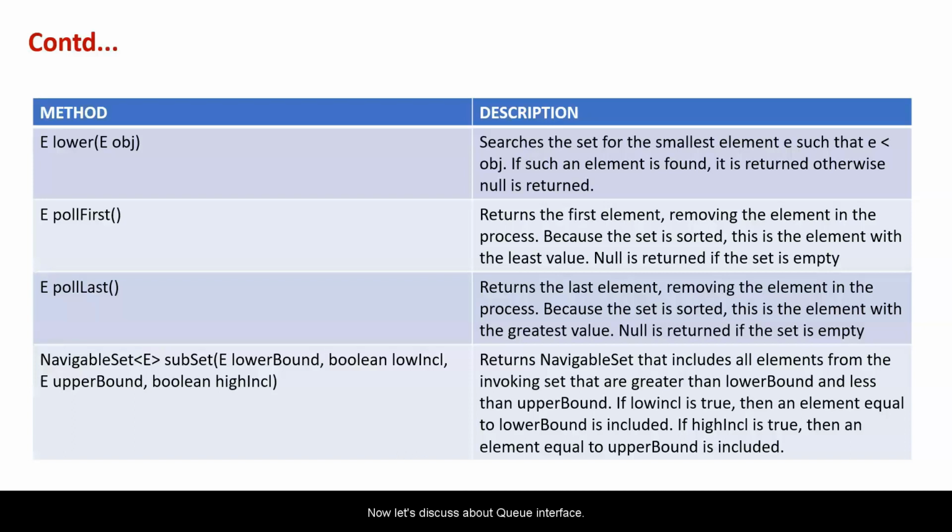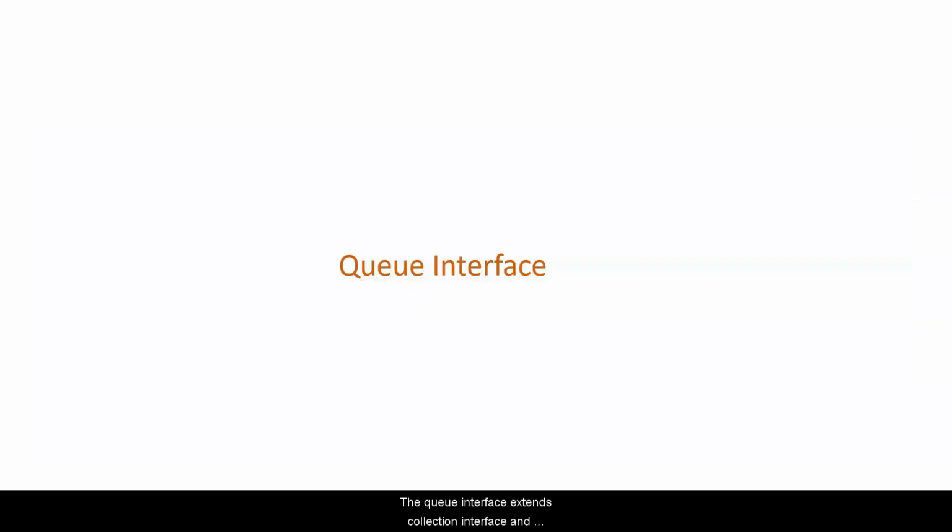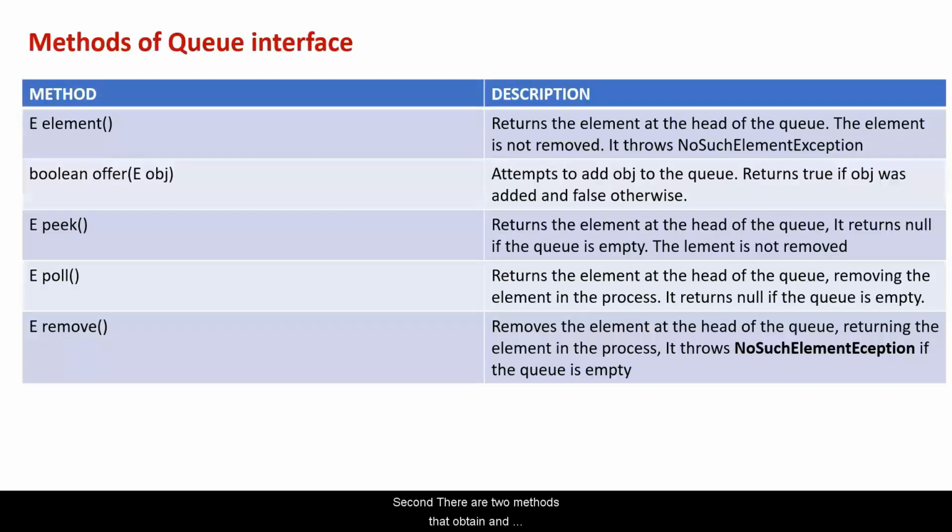Now let's discuss the Queue interface. The Queue interface extends the Collection interface and declares the behavior of a queue, which is often a first-in first-out list. However, there are types of queues in which the ordering of elements is based upon other criteria. Queue offers several points of interest. First, elements can only be removed from the head of the queue. Second, there are two methods that obtain and remove elements: poll and remove.